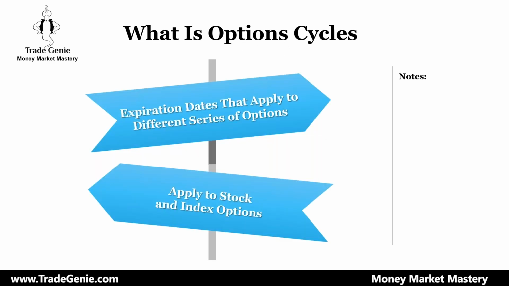Now we need to talk about the option cycles. What is an option cycle? An option cycle is the expiration dates that apply to different series of options. So there are series of options: January cycle, February cycle, March cycle. I'll explain to you what the January cycle, February cycle, and March cycle are. Option cycles apply to stock and index options.